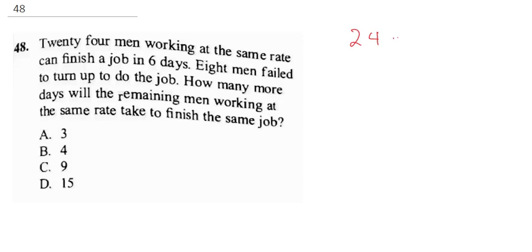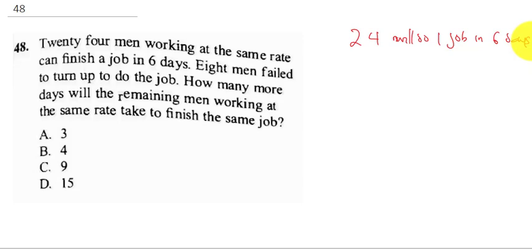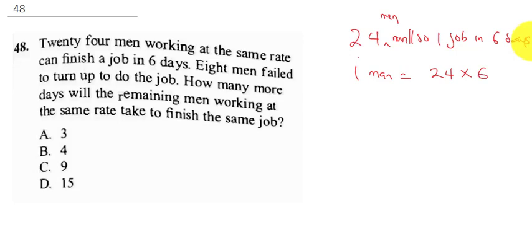24 men will do one job in 6 days. So how long will it take one man? This is 24 men. Therefore, for one man, it will be 24 multiplied by 6. Now, notice it says 8 men failed to turn up. If 8 men failed to turn up, that means it will be 24 minus 8. The people who did the job are 16 men.